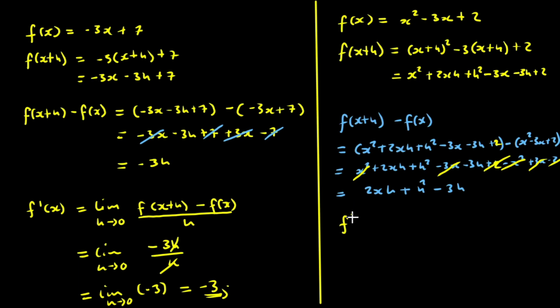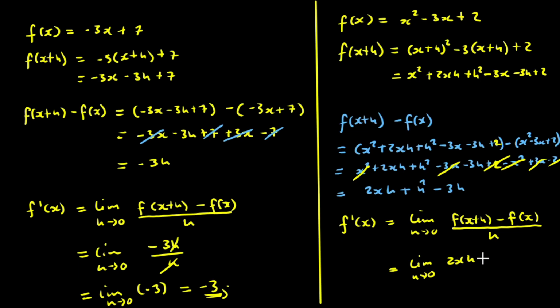Okay, good. So let's write the formula for f prime of x. The formula for f prime of x is equal to the limit as h goes to 0 of f of x plus h minus f of x all over h. So we go on like that. That's the limit as h goes to 0. Then substitute the top, which is 2xh plus h squared minus 3h all over h.